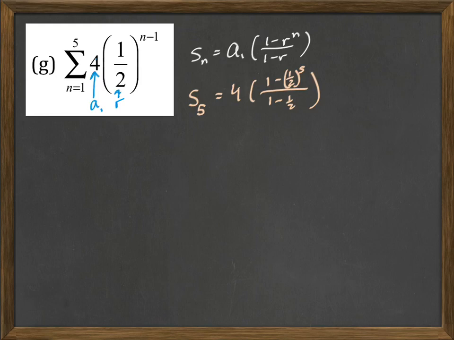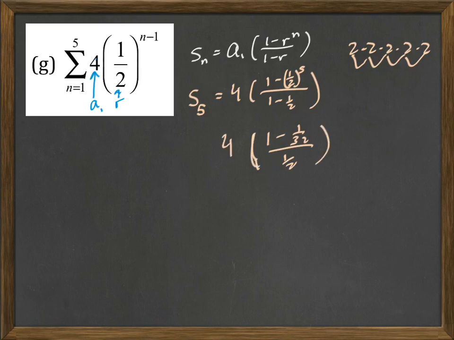So here we go. Let's see. We have 1 minus, and we have 2 times 2 times 2 times 2 times 2. So that's 4, 8, 16, 32. So we have 1 over 32 minus, or divided by 1/2, because 1 minus 1/2 is 1/2. Then we have to multiply this by 4.